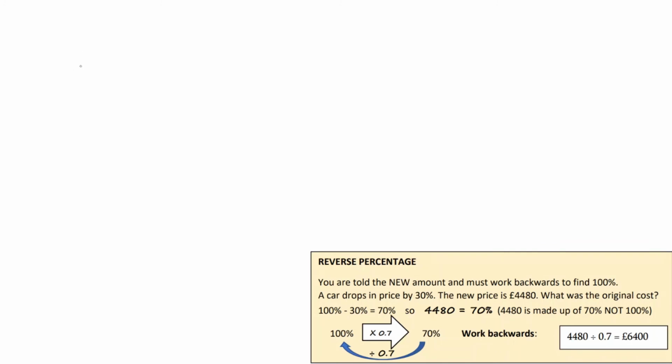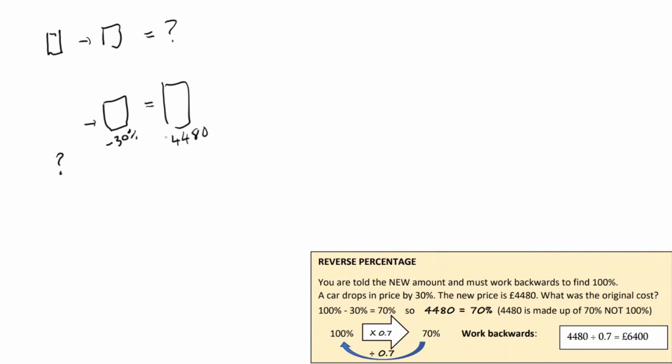So one of the most important things here is to figure out which piece of information you need to find out, because all of the other questions that we've done, we've been told this piece of information, we've been told another piece of information, and we do need to find out the answer. But in these questions, they actually tell you the answer, and they normally tell you this piece of information here, and you often have to find the original. Okay, so let's have a look. So a car drops in price by 30%, so you know this is minus 30% here. Okay, and the new price here is 4,480. Now what you need to ask yourself is what percentage is this?